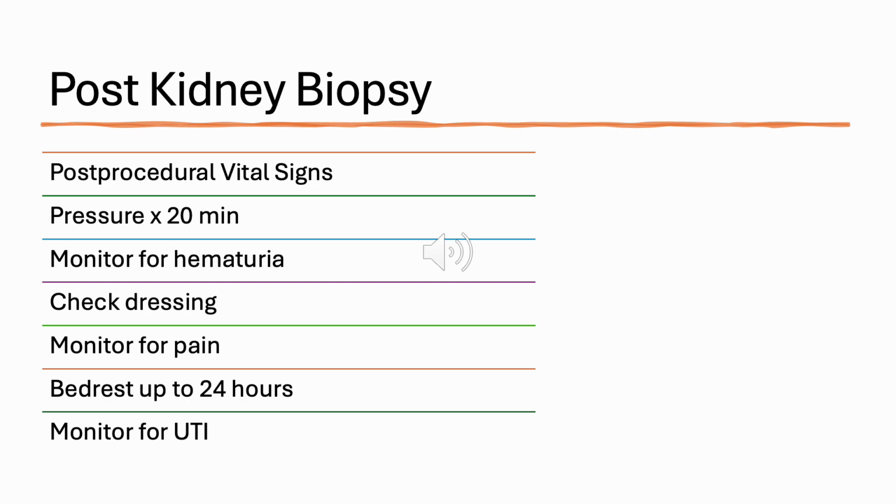And don't forget what the frequency of the post-procedural vital signs are. Q4 times 15 minutes, Q2 times 30 minutes, and Q1 hour times 4, okay? You're going to put pressure on the puncture site for 20 minutes, and they'll put like a pressure dressing on it. I don't know if you've ever seen elastic type dressings that they put on for pressure dressings, but that's the kind they'll have on. Monitor for hematuria, monitor the dressing, make sure it's not getting saturated, monitor for pain. If your patient starts to complain, they're going to have pain. I mean, obviously, they put a needle in their back, right, in their flank.